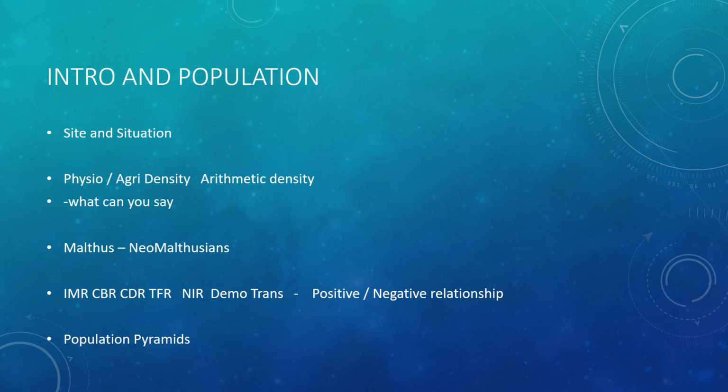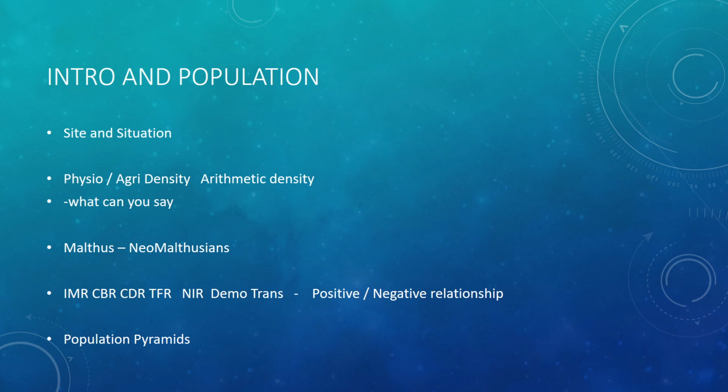Got that? Okay, site and situation. Site is about the physical features on the ground. Situation is what's near or far from you, your relative location to things. Site is about your absolute location, physical characteristics of what's right there on the ground where you are.